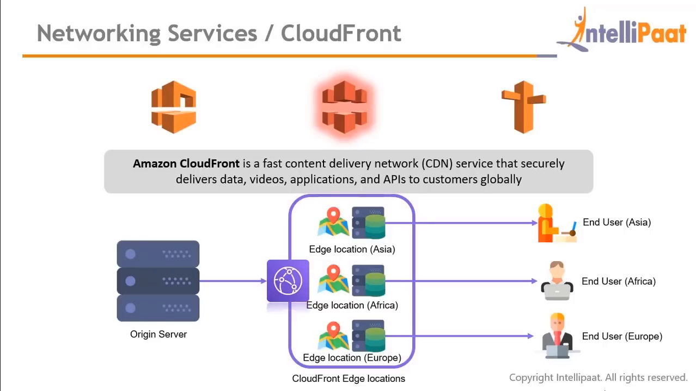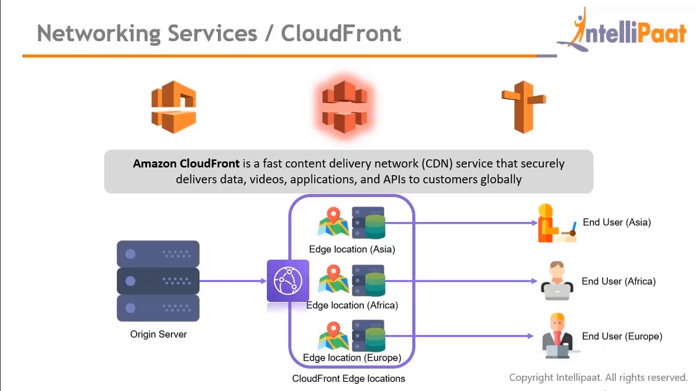The next service is Amazon CloudFront. Amazon CloudFront is basically a content delivery network, or a CDN. It is a CDN service that securely delivers data, videos, audio files, applications, and APIs to customers globally. So what does it actually do? For example, there is YouTube. YouTube is a video streaming platform, and YouTube needs a content delivery network to store all of its videos.